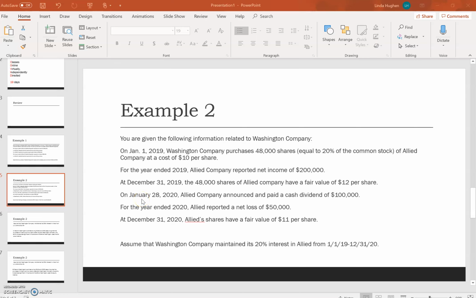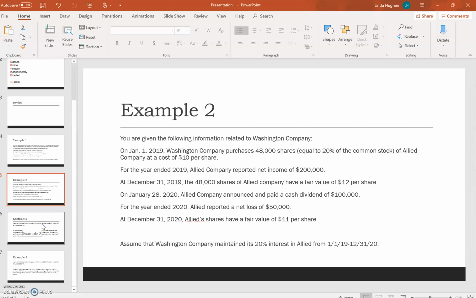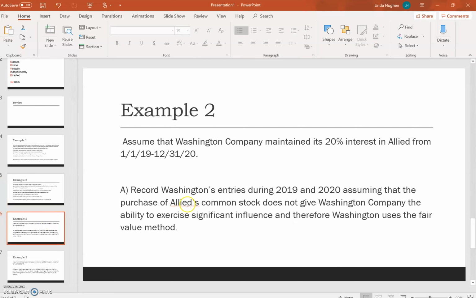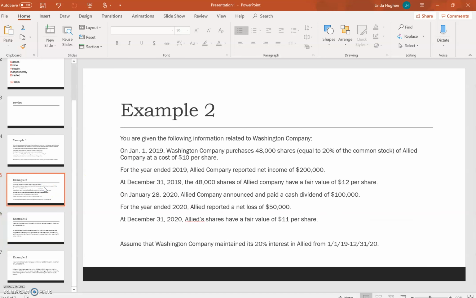In this video, we're going to work through example 2. It looks very similar to example 1, but now we're going to make two different assumptions here. In part A of example 2, the requirements say we're going to assume that Washington Company does not have significant influence over the investee, which is Allied Company. So therefore, Washington is going to use the fair value method.